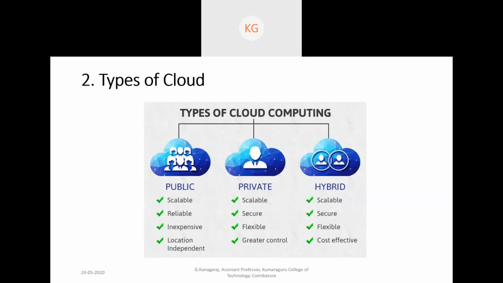So public cloud is very scalable, reliable, and inexpensive, right? Since a pool of users is going to use the computing power, storage, or whatever term is applicable in terms of computing, they share common cloud platforms, so it is inexpensive and location independent. Wherever you go, you can simply sign in to your account and access files, services, or applications, whatever you want, right? Hybrid cloud is also scalable, secure, flexible, and cost effective.